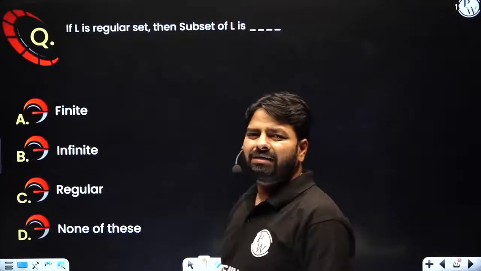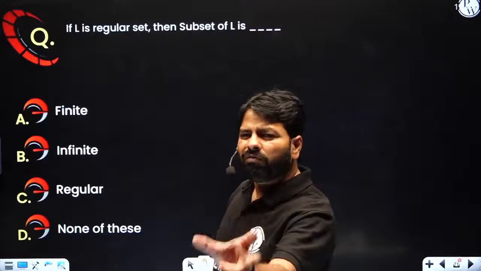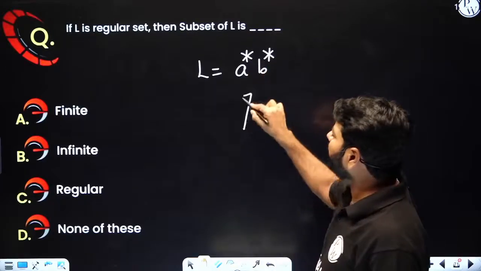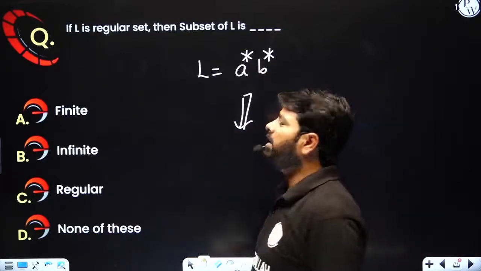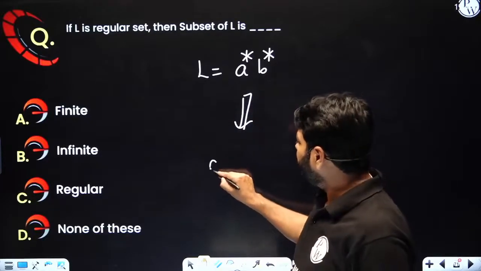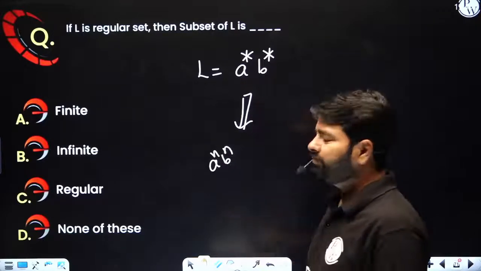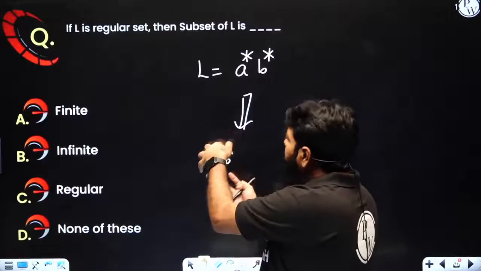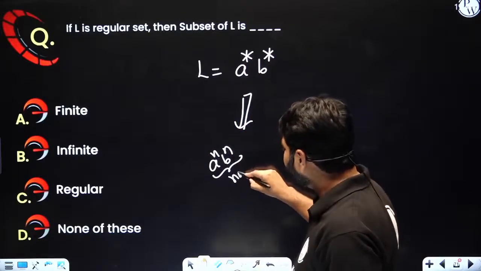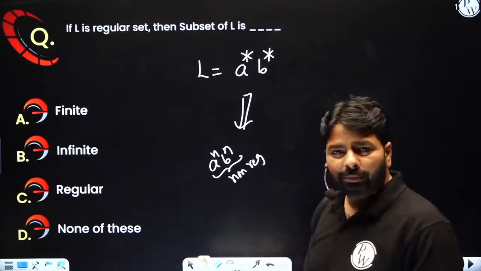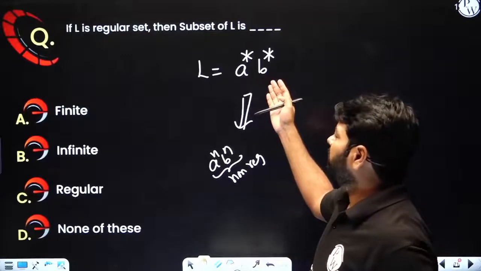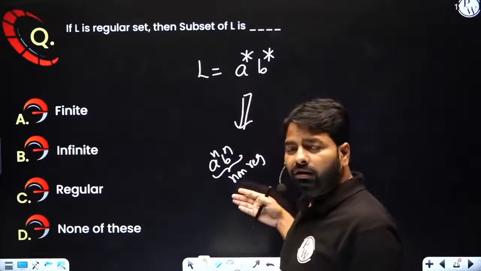Similarly, regular also fails. If L is regular, is every subset of L always regular? Let me take a very simple example, a star, b star. Do you guarantee every subset of this L is also regular? No. Look, a power n, b power n is actually inside it. This language is a subset of that language, but this language is non-regular. Are you getting my point? This is the best example I can provide you right now: a subset of a regular language need not be regular.